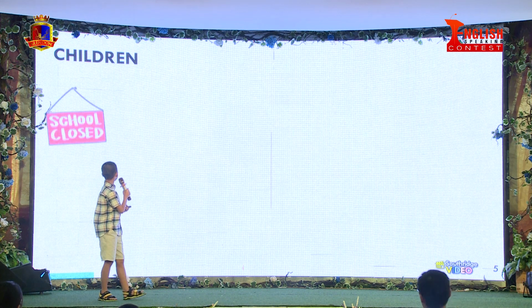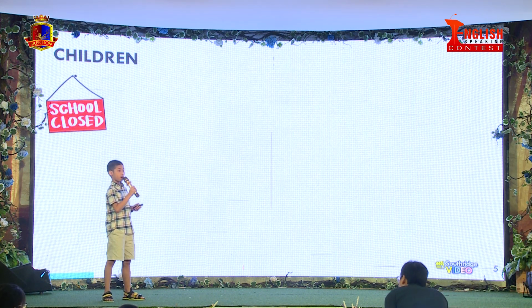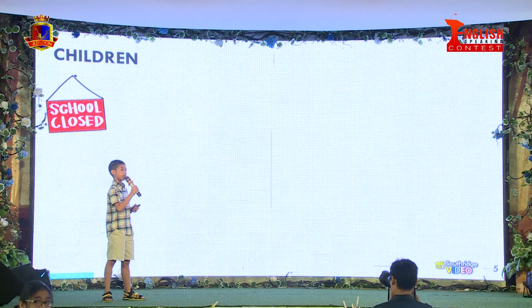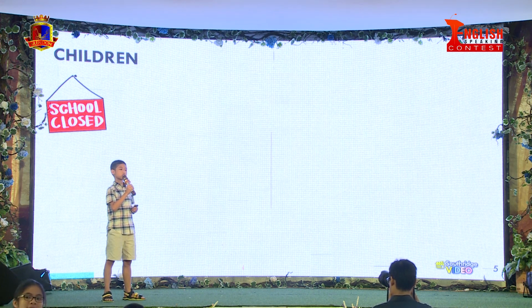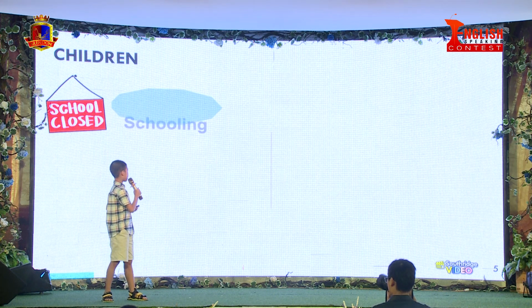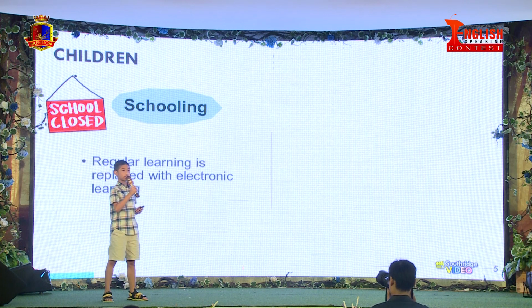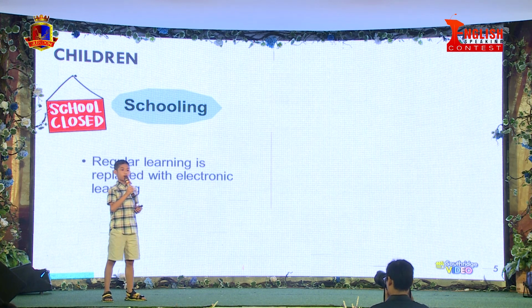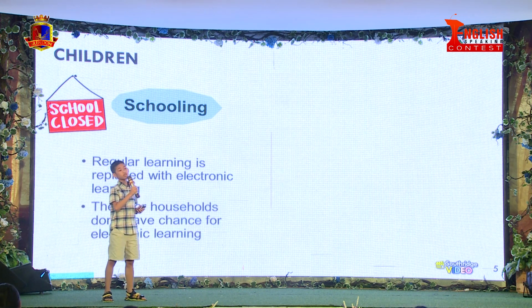Third, children. There are fewer cases of the virus in children, but COVID-19 affects children's schooling and daily life very much. To prevent the spread of the virus, schools must close. Consequently, 1.3 billion children around the world have experienced school closures. Regular learning is replaced with electronic learning via Zoom or Teams. We must have a computer, a laptop, or a smartphone and access to the internet. However, children in poor households don't have a chance for electronic learning because of lacking internet connectivity and a computer.